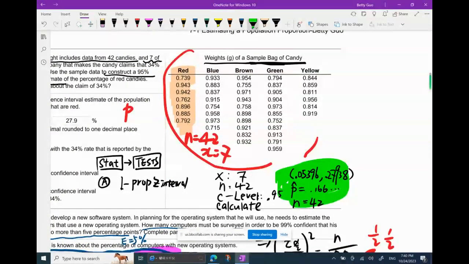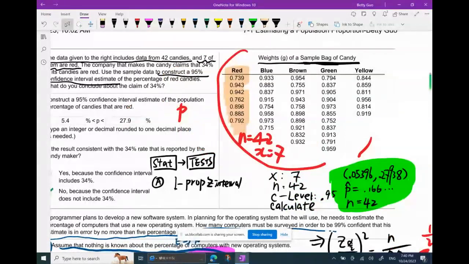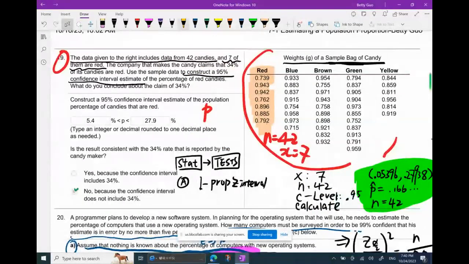You should be looking at the same thing with the green that I just highlighted. And now we are going to look at rounding. Very, very important, the rounding instruction here. Type an integer or decimal, round it to 1 decimal place as needed. So the left endpoint, the lower limit of the interval, if we round it to, also very important. Do you notice that?